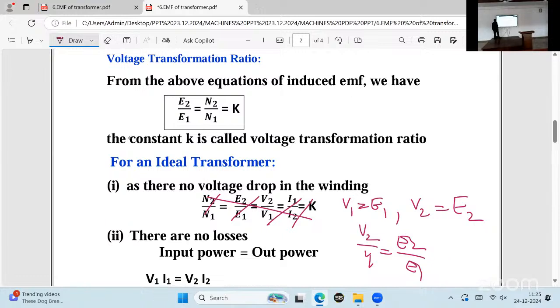One more formula. As there is no voltage drop in the winding, V1 is equal to E1, V2 is equal to E2. V2 by V1 is equal to E2 by E1. This is a standard formula. Last formula. There are no losses, so input power is equal to output power.